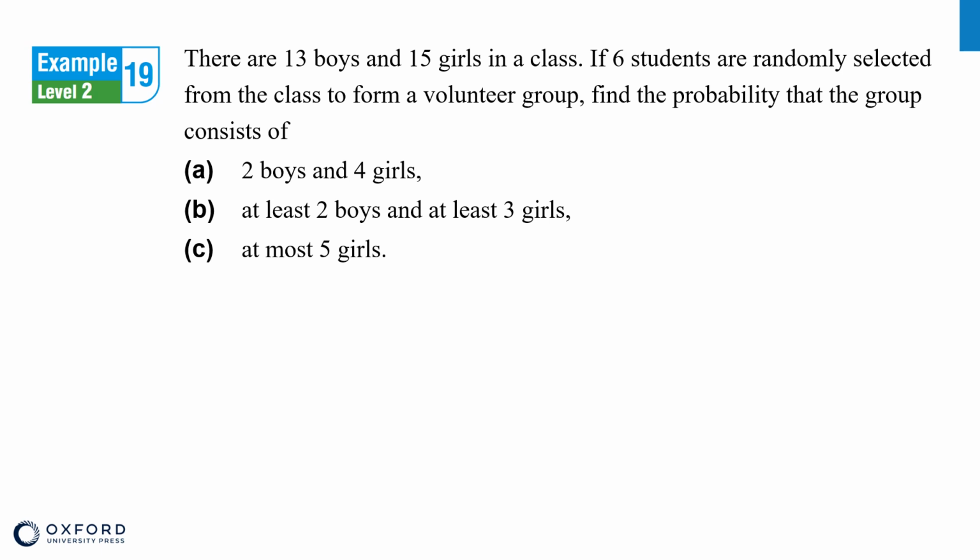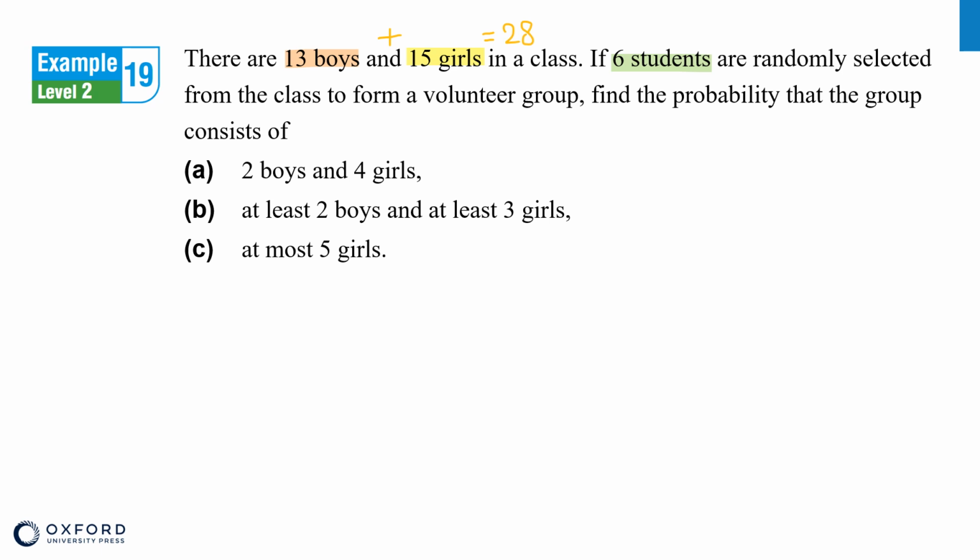In this video, we are going to find some probabilities by using combination. In the question, it's given that there are 13 boys and 15 girls in a class, that is a total of 28 students. 6 students are to be randomly selected to form a volunteer group. And we have to find the probabilities that the group consists of different numbers of boys and girls.